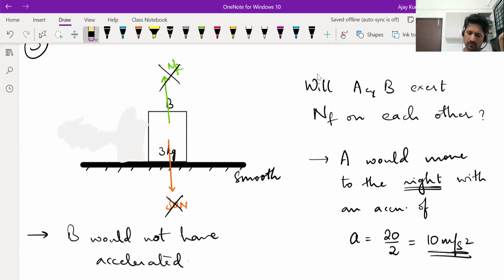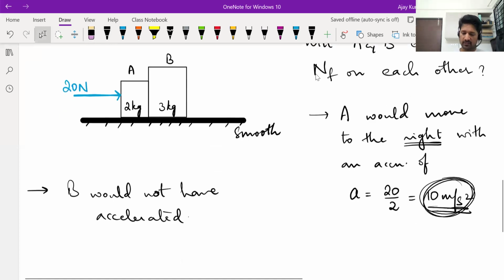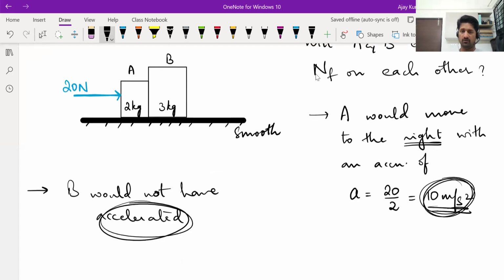My question is, was that 20 Newton force acting on B also? Should we have considered that 20 Newton on B? From the diagram, on which object is 20 Newton acting? A. We are not pushing B directly, we are pushing A. And due to that 20 Newton, A would have accelerated at a rate of 10 meter per second square, but B would not have accelerated. 20 Newton was not acting on B, no? So had B been alone, it would not have gone anywhere.